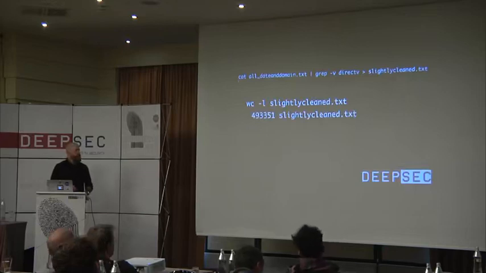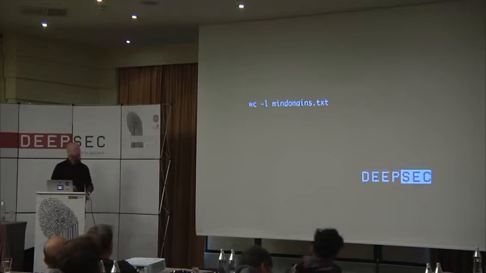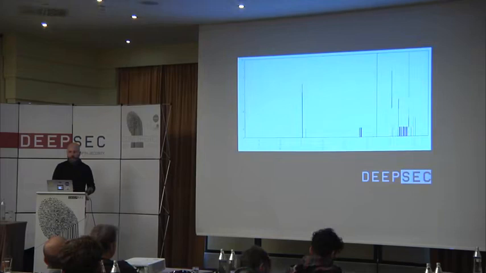I do a word count of that, and it's much less, 493,000. And then I further processed it to mindomains.txt, so it's 1320. So it's much more workable. I'm sorry about this graph.